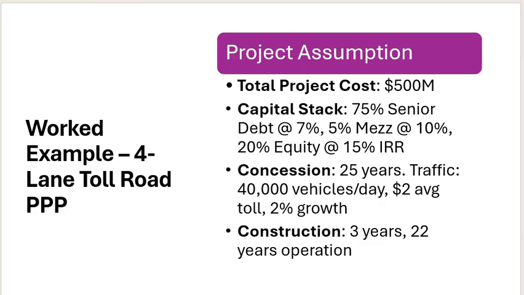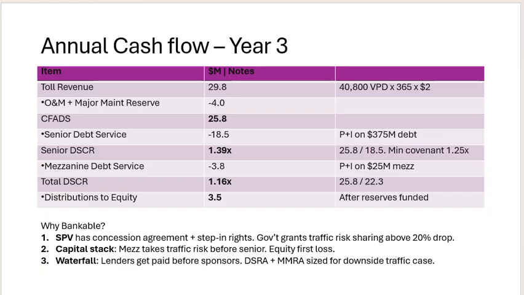So you can understand 40,000 vehicles per day on average, with 2% growth every year, and construction is 3 years and 22 years is for the operation of that project. So let's discuss the cash flow for 3 years, so we can understand whether it is acceptable or not acceptable for the project.